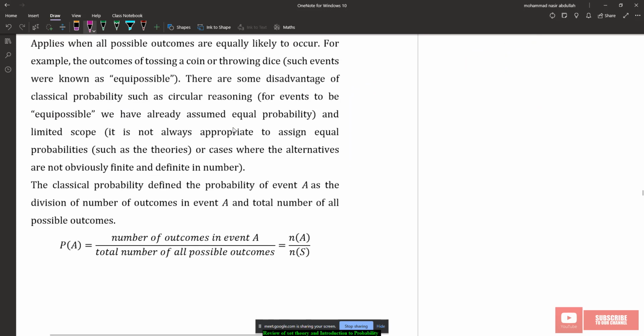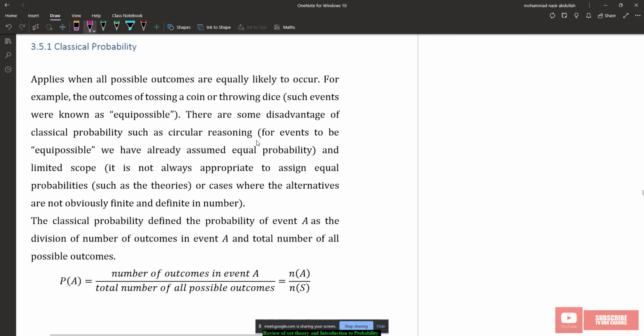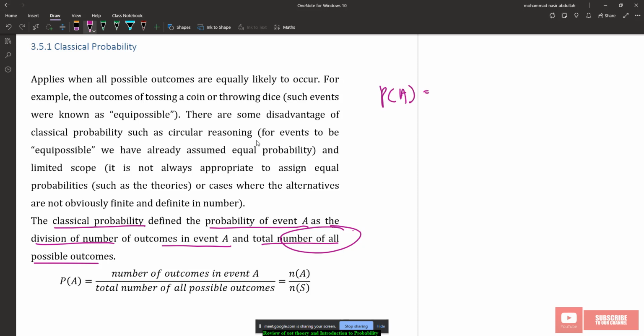Let's look at classical probability. Classical probability we already learned in a previous topic, which is relative frequency, right? The formula for classical probability defines the probability of event A as the division of the number of outcomes in A by the total number of all possible outcomes. It means that the probability of A is equal to the number of elements in A divided by the number of elements in the sample space.